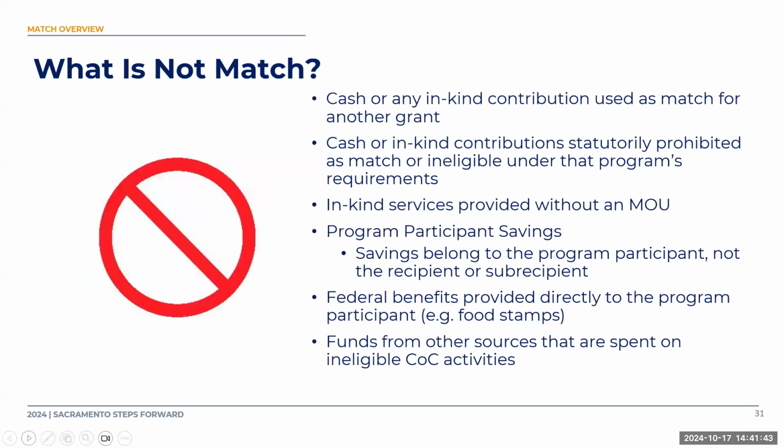So we talked a lot about what match is. And now we're going to clearly tell you the things that match isn't, based on what HUD has told us in the past. Cash or in-kind contributions that are used as match for another grant cannot be used twice. So if you have that $10,000 United Way grant and you're already using it to match your PSH program, it can't also be used to match your RAPID program. If the $10,000 is split 50-50, then you can, but you can't spend the same dollar twice.